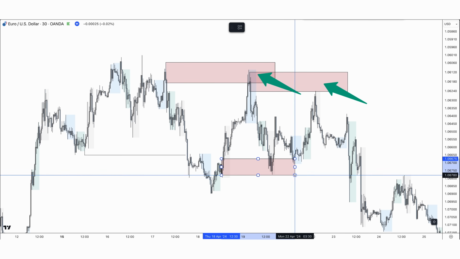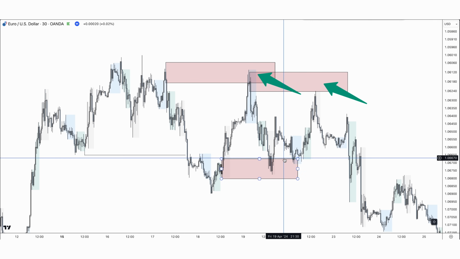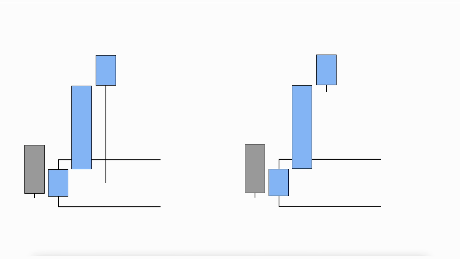We wouldn't be interested in buying this demand because it's not going to take us into new considerable highs. It's just likely to end up in a loss. We always need to consider market efficiency and imbalances when trading supply and demand concepts. Here's what I mean.